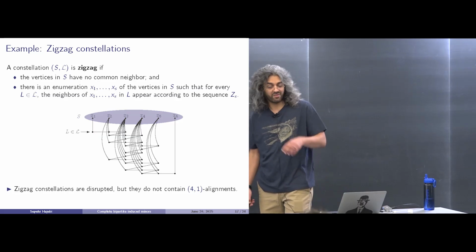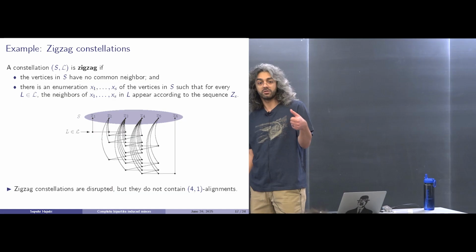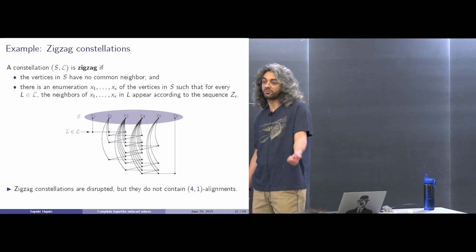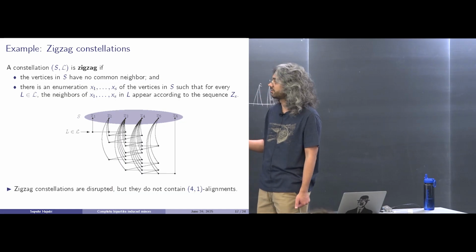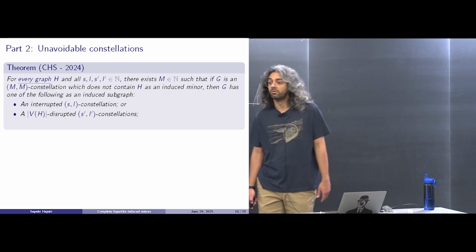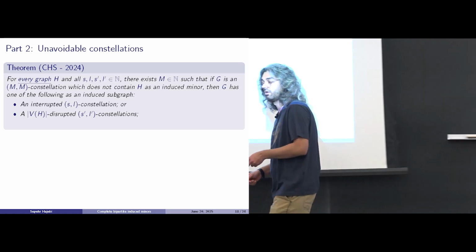Okay, so we have interrupted constellations, which are fairly easy to figure out how they look, and disrupted constellations, which are pretty difficult to figure out how they look. There might be pretty wild examples like this. And it turns out that's enough. So these are the only 2 types of constellations you need to think about.